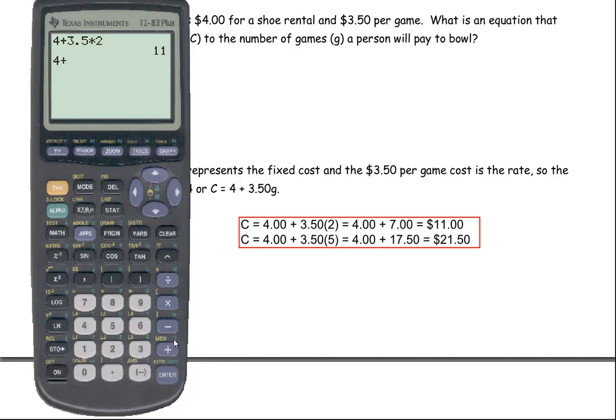If you decide to bowl 5 games instead, you wanted to stay for quite a while, we would take the $4 shoe rental and add to that $3.50. I can put the 0 there or not. I don't need to put the 0. Times the number of games, and so they would pay $21.50.